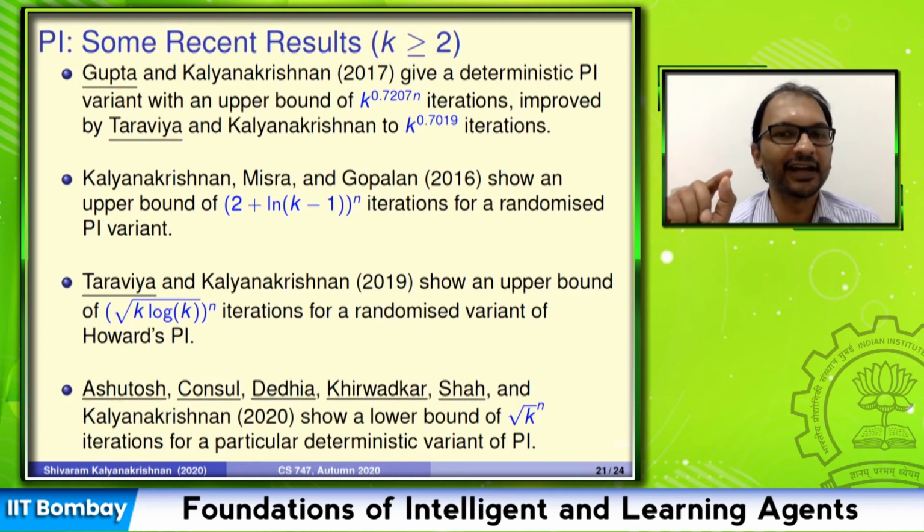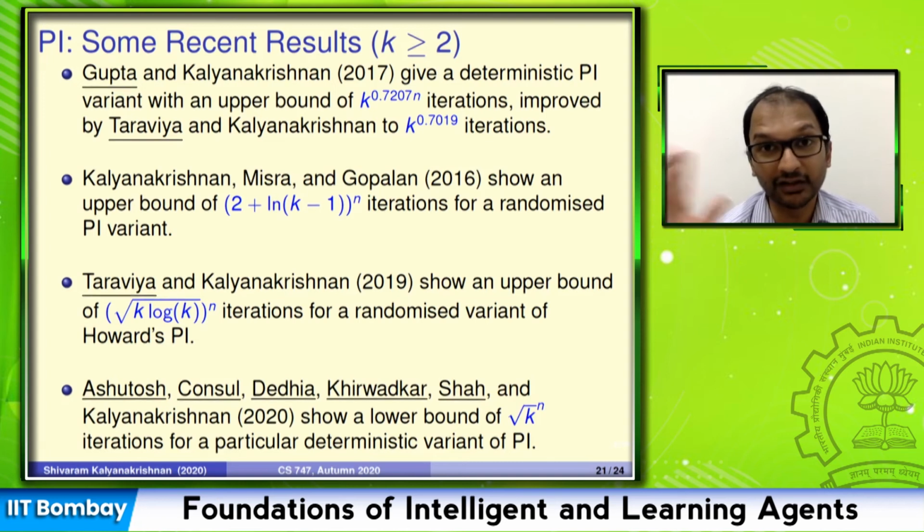If you remember, for k equal to 2, we actually have a result showing that there is a variant of PI that visits all 2 to the n policies. Here we've not been able to show a variant that visits all k to the n policies, but we've shown square root of k to the n policies. So it's still an exponential lower bound, but it's not k to the n.